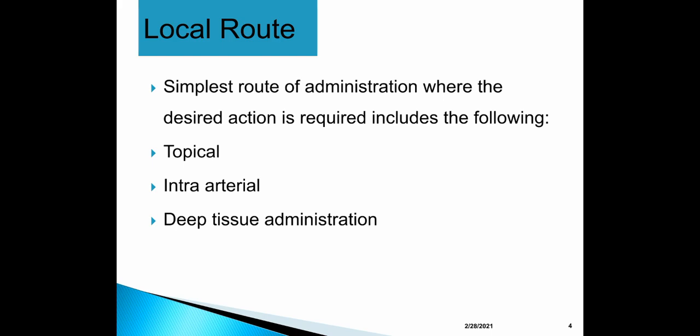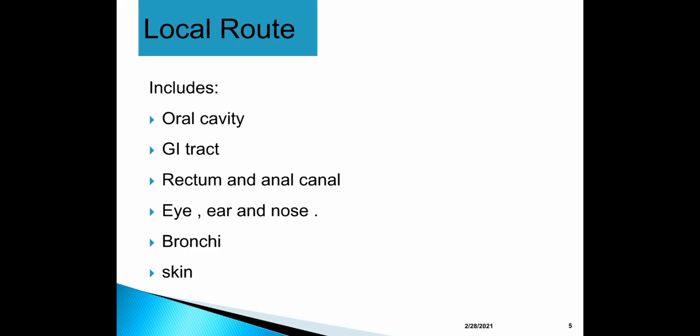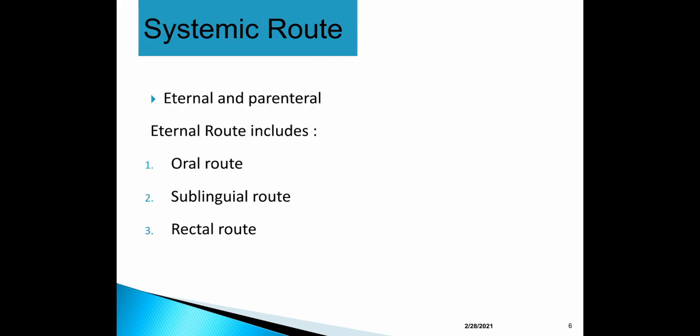The local route is the simplest route of administration, where the desired action is required locally. It includes topical, intra-arterial, and deep tissue administration. The local route includes the oral cavity, GI tract, rectum and anal canal, eye, ear and nose, bronchi, and skin. The systemic route includes internal and parenteral, and the internal route includes the oral route, sublingual route, and rectal route.